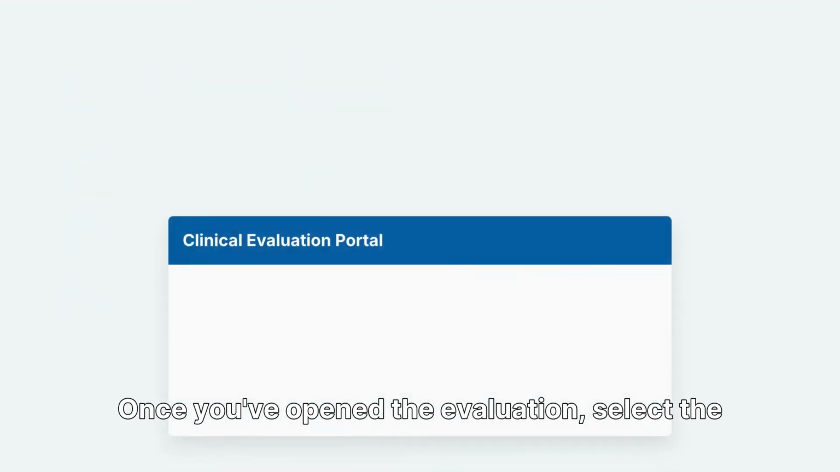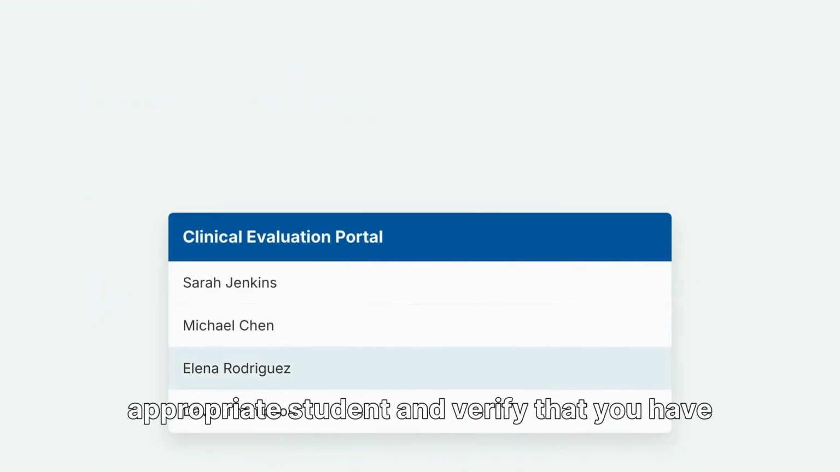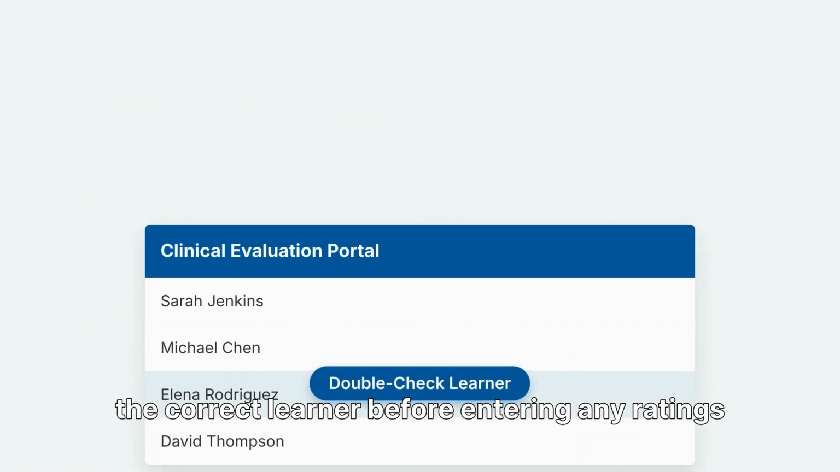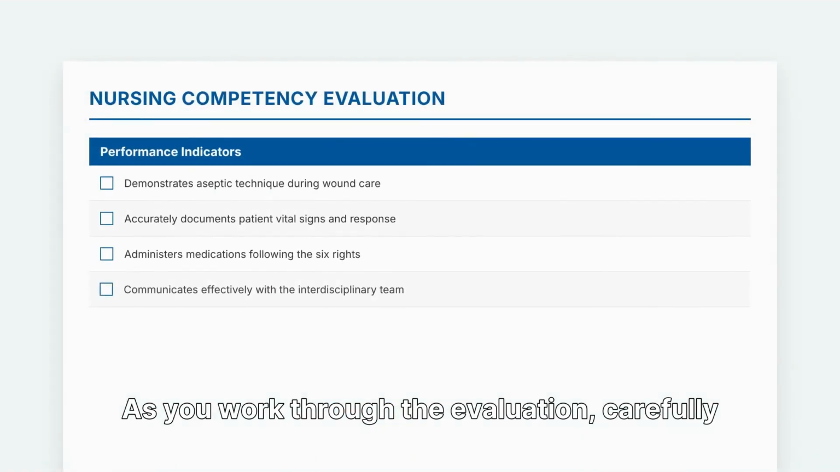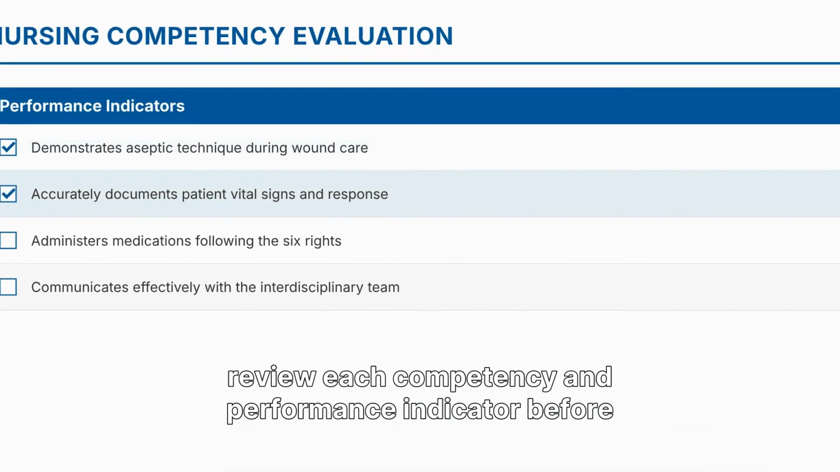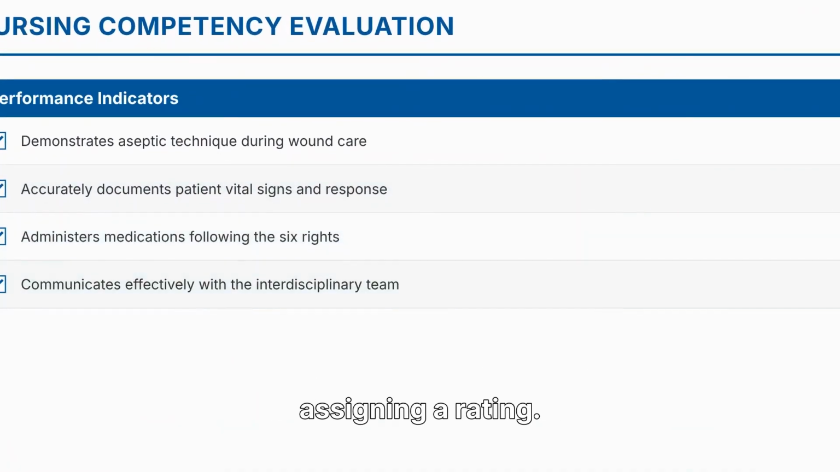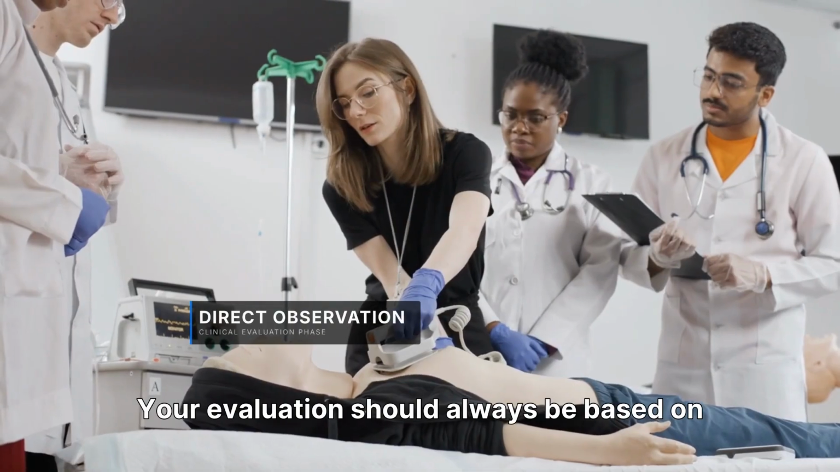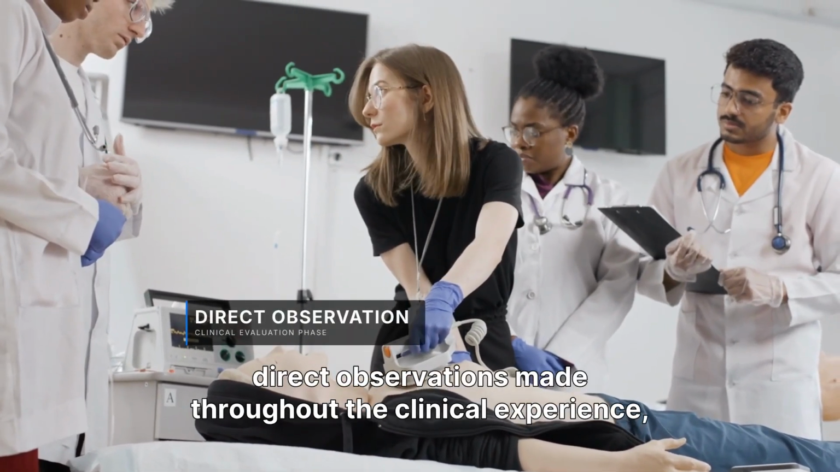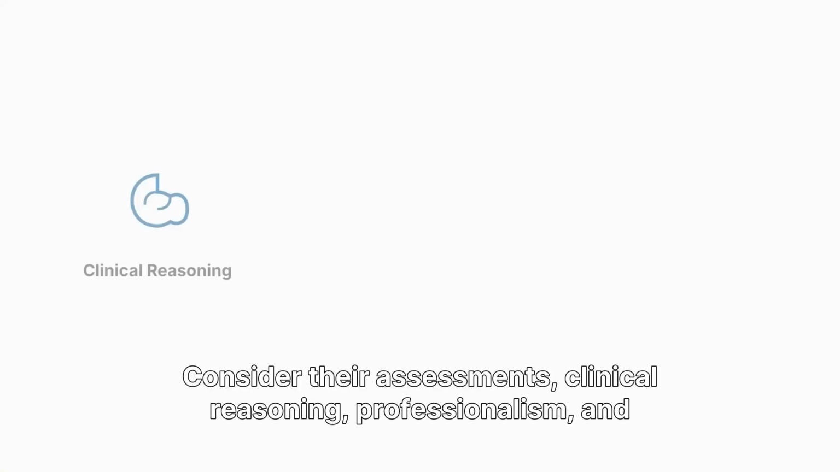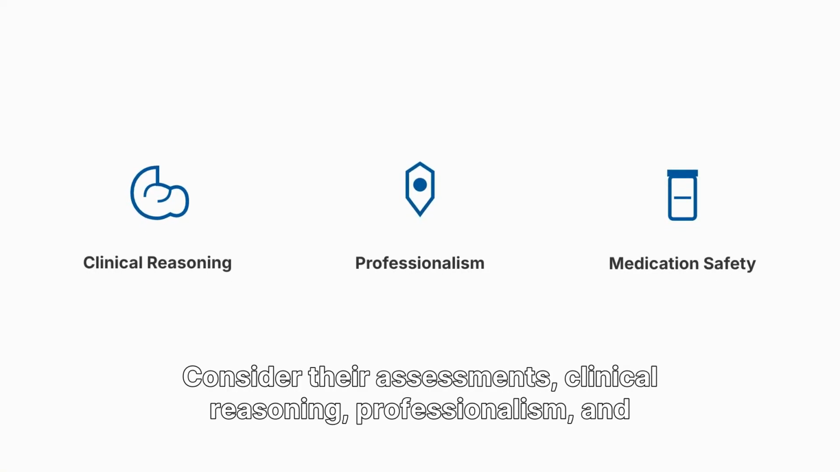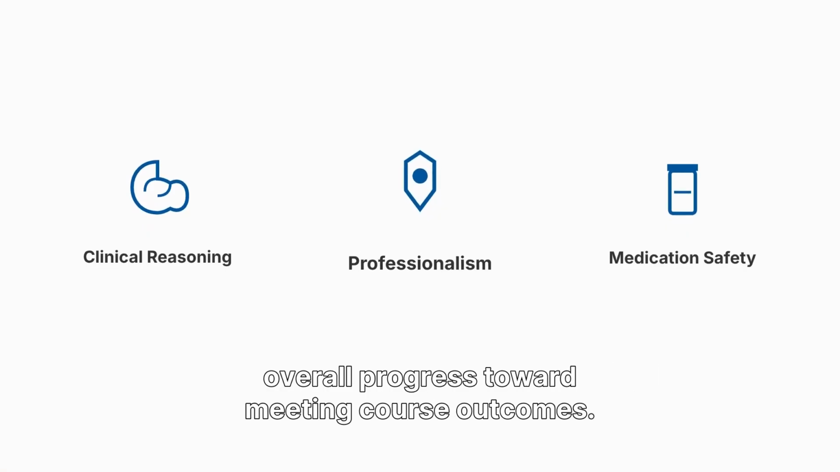Once you've opened the evaluation, select the appropriate student and verify that you have the correct learner before entering any ratings or comments. As you work through the evaluation, carefully review each competency and performance indicator before assigning a rating. Your evaluation should always be based on direct observations made throughout the clinical experience, thinking about the entire rotation. Consider their assessments, clinical reasoning, professionalism, and overall progress toward meeting course outcomes.